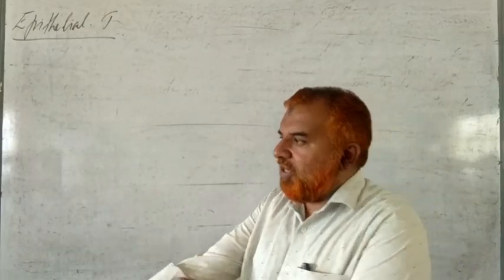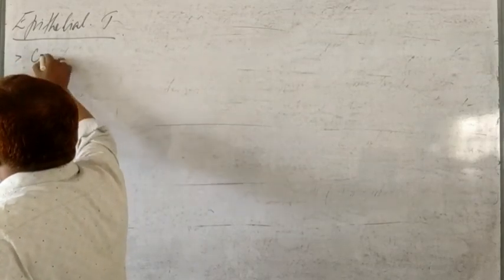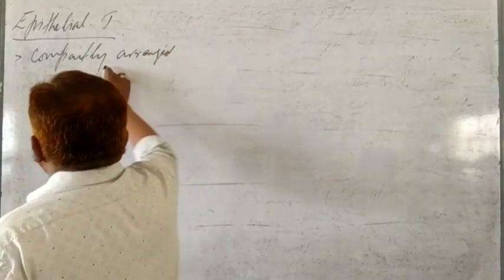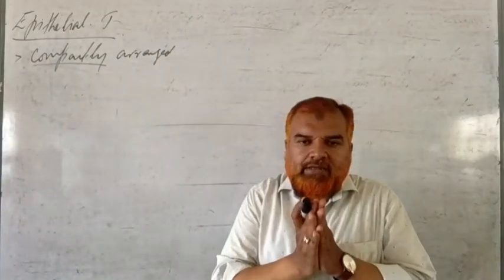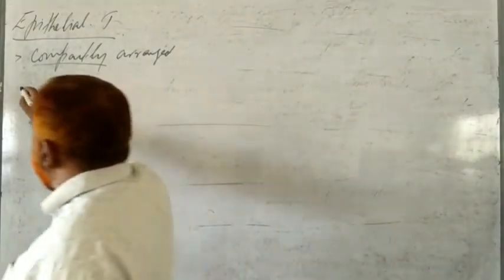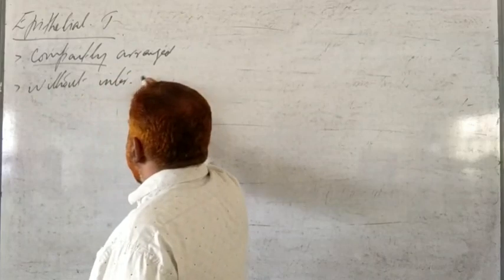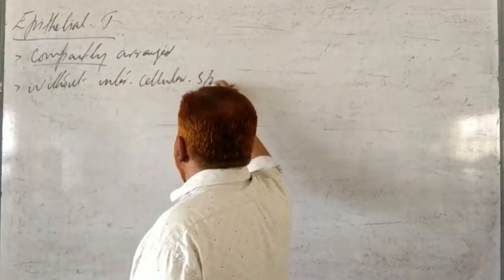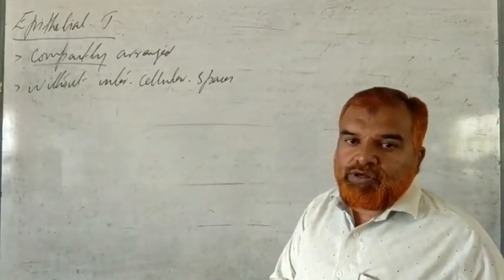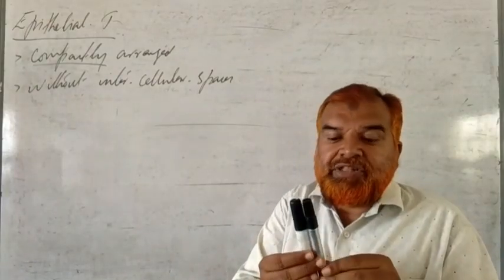What are the characteristics of this epithelial tissue? Here the cells are compactly arranged. What do you mean by compactly? Tightly, firmly, tightly, without intercellular spaces. What do you mean by that? There are no gaps. There is no space between two adjacent cells.